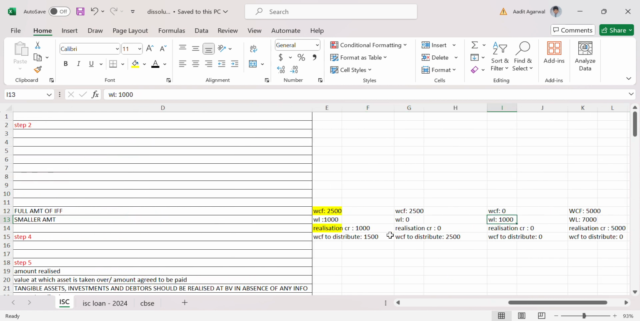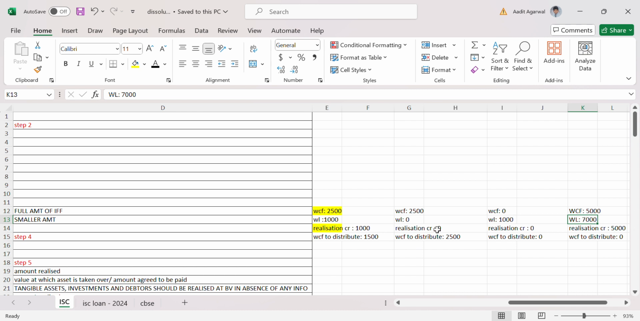Whichever amount is smaller, that amount comes on the realization credit side. So basically, there could be four situations. If the fund is 2500 but the liability mentioned in the adjustment is 1000, you compare the two. The lower amount is 1000, so in realization on the credit side you will write 1000. Later in the question, we have to distribute the remaining fund. Since I have transferred 1000 to realization, we will be left with 1500 to be distributed among partners later on.